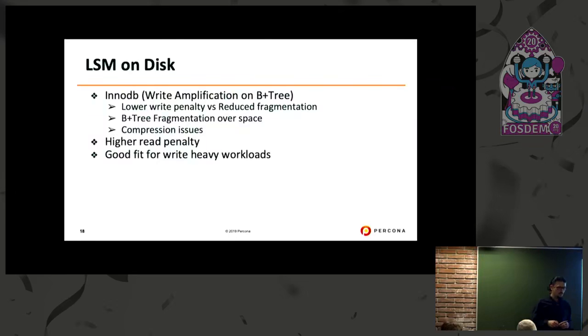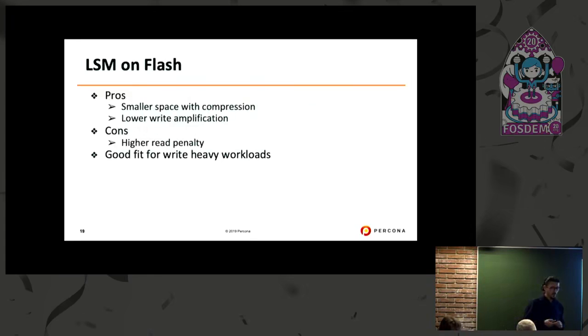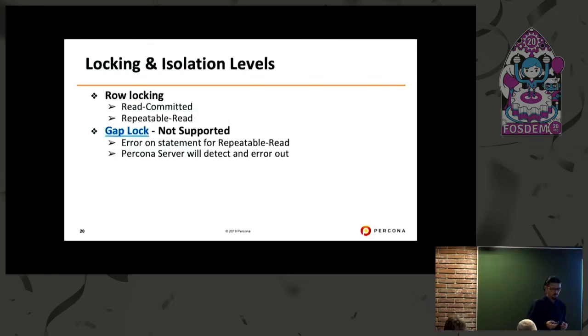There are some advantages on disk versus InnoDB on the LSM side, such as a lower write penalty and reduced fragmentation, so this is advised as a good fit for write-heavy workloads. Also, there are some advantages on flash. With the compaction and the compression, you save space, and there is a lower write amplification for writing on the flash.